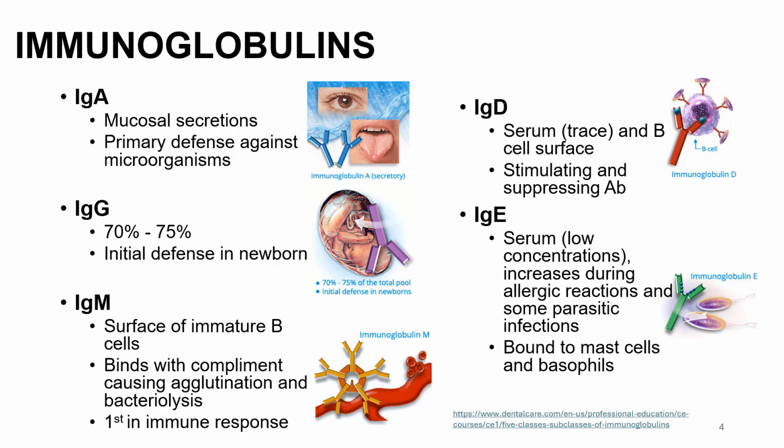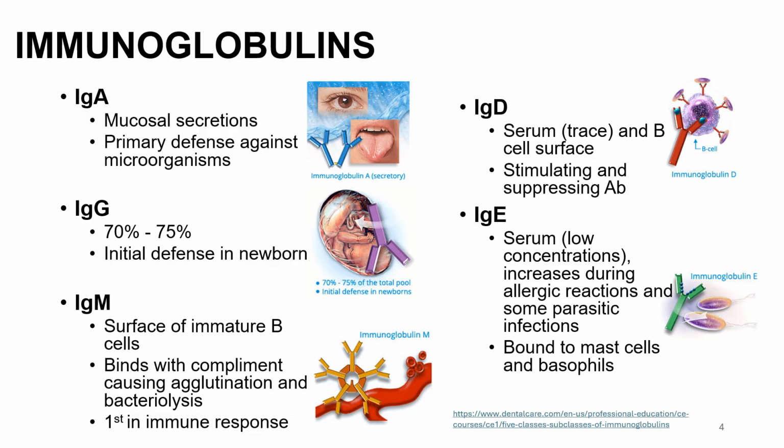IgM. IgM is the first antibody on the scene during an immune response. It's big, it's loud, and it's very good at activating complement, causing agglutination, and triggering bacteriolysis. IgM is also found on the surface of immature B cells, which is a very good reminder that not all antibodies are floating freely in serum.